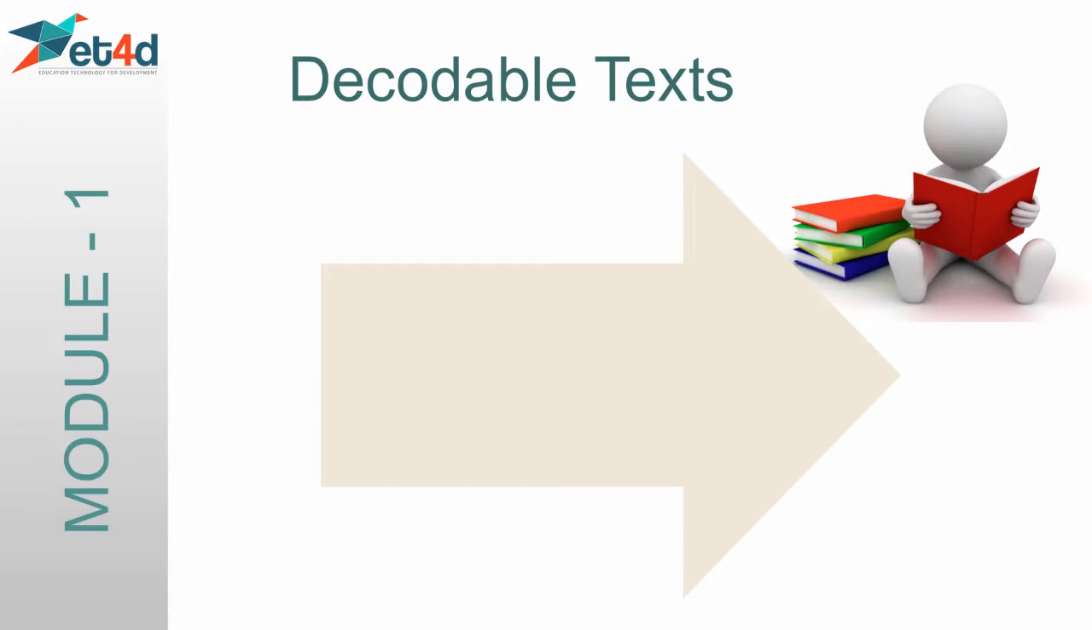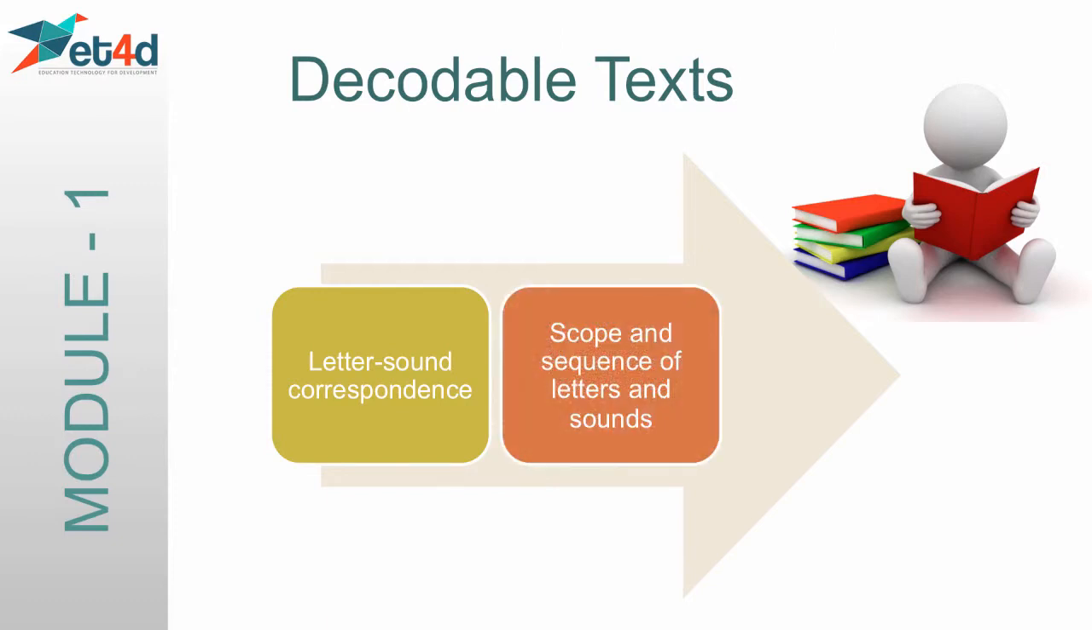Decodable texts focus a reader's attention on the letter-sound correspondence. A decodable text uses words with phonetically regular relationships between letters and sounds. They should be aligned with a language-specific scope and sequence of letters and sounds, and be created for a given lesson according to what the student has learned.